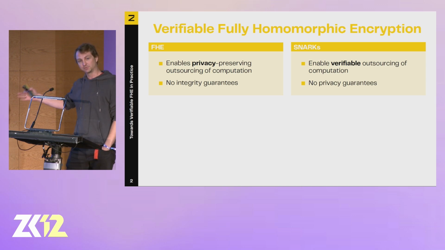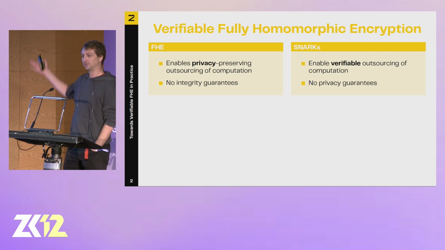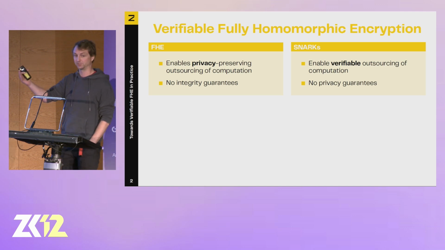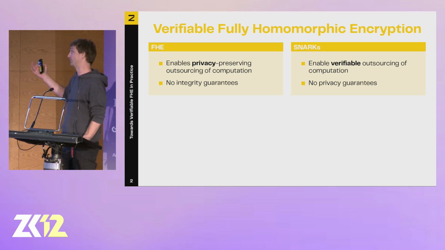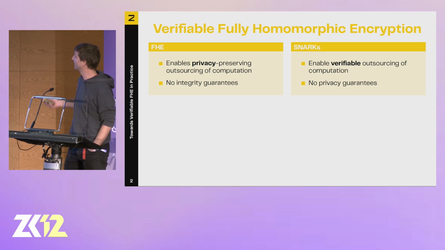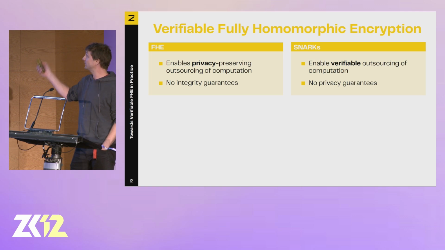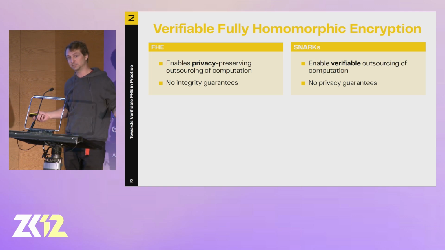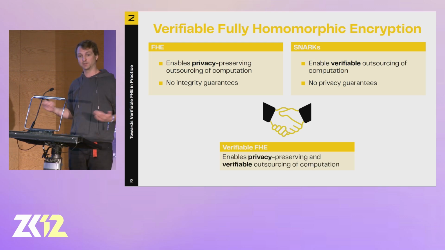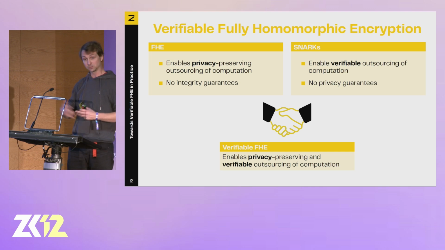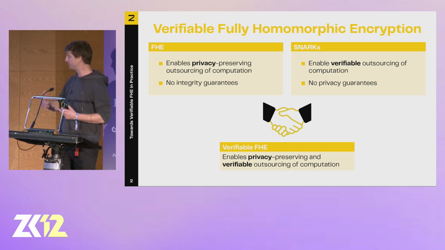The kind of privacy you get from zero knowledge in this setting is a different kind of privacy than what we want for the input data of the computing party or of the client that's not doing the computation. So SNARKs enable verifiable outsourcing of computation, but don't give you really the privacy guarantees that we're looking for. And so the natural question is, can we slap them together to get something called Verifiable FHE, which would allow you to outsource your computation both in a privacy-preserving manner and make it verifiable.